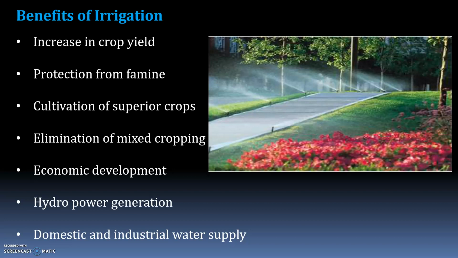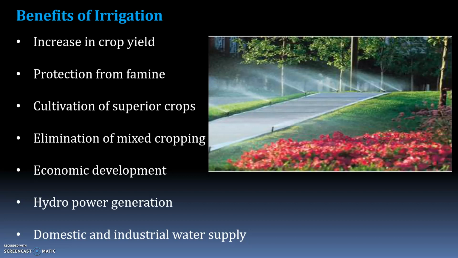The next point is protection from famine. The construction of irrigation works helps during the famine and drought period in two ways. During the construction of the irrigation works, employment is provided to the people, and thus they get relief against famine. After the construction of such works, continuous water supply is maintained during drought. So these are the two extreme cases. One is drought and one is famine. Because of the irrigation system, these two conditions can be managed properly.